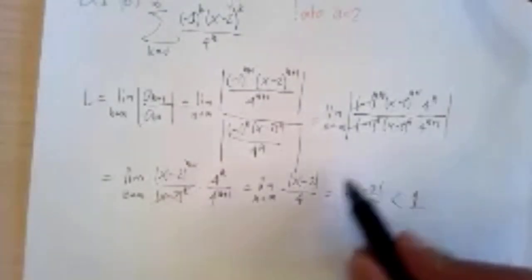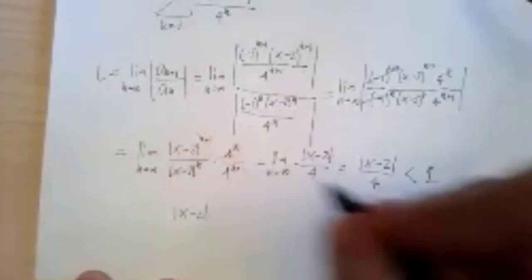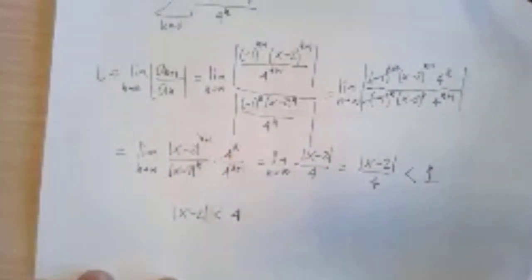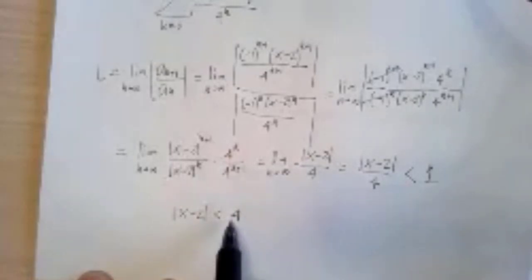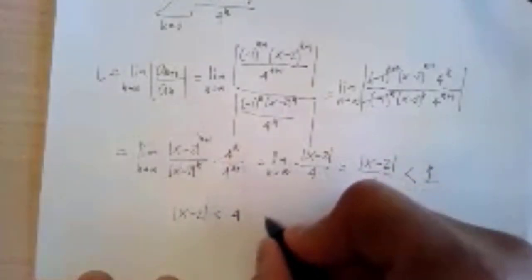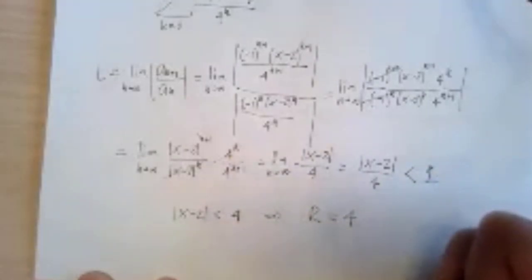It depends on what x's you use. So from here, you should try to simplify this inequality. So from here, we go to absolute value of x minus 2 less than 4 when we multiply both sides by 4. And that's it. Look at what this is telling you. This is telling you if your number is 4 units away from 2, then it will be convergent. So from here, you know that the radius is 4, right?